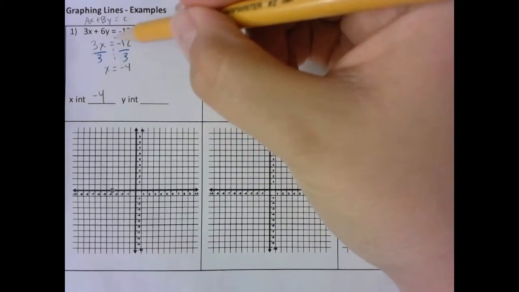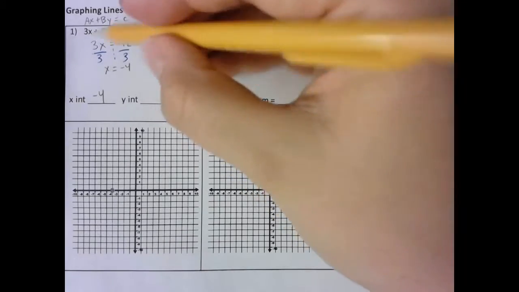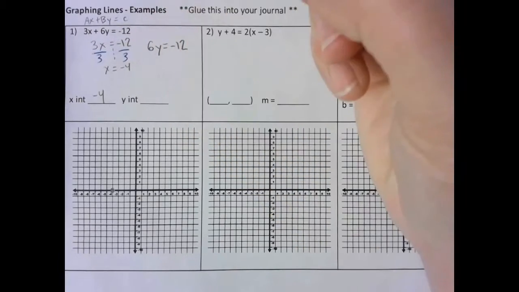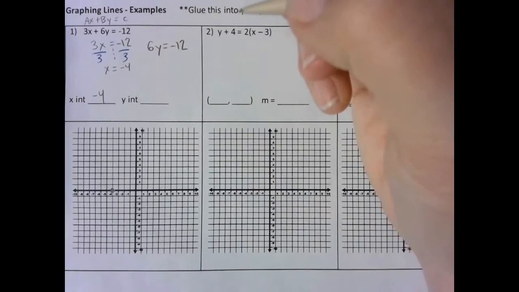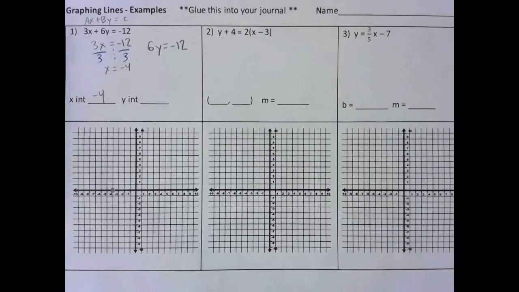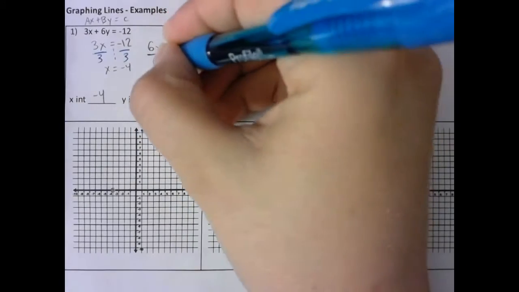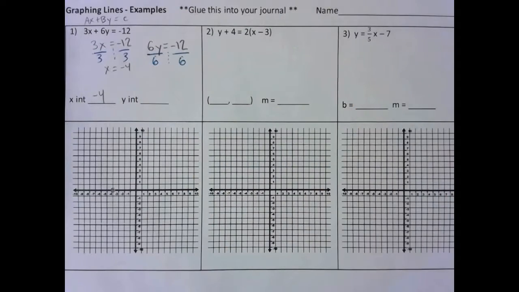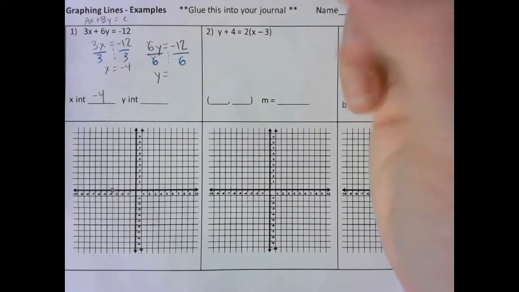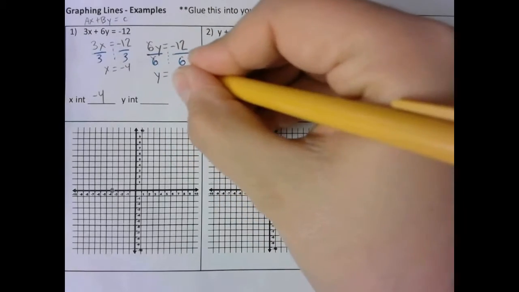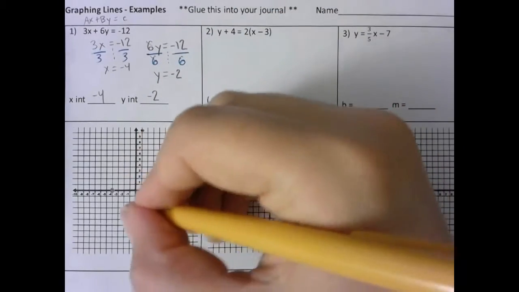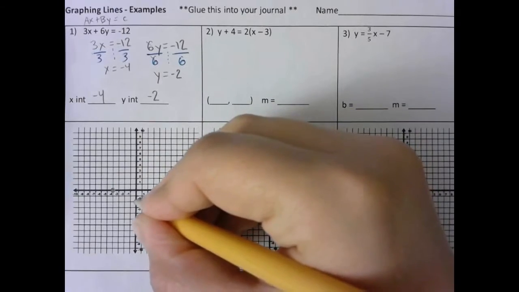So you go back to this formula, and we ignore that 3x, and we just get 6y equals negative 12. Then we have to solve for y. To get y by itself, we need to divide both sides by 6. On the left, the 6 cancels out. We just get y equals negative 12 divided by 6, which is negative 2. So the y-intercept is negative 2. That means we go on our y-axis, go down to negative 2, and put a nice dot.